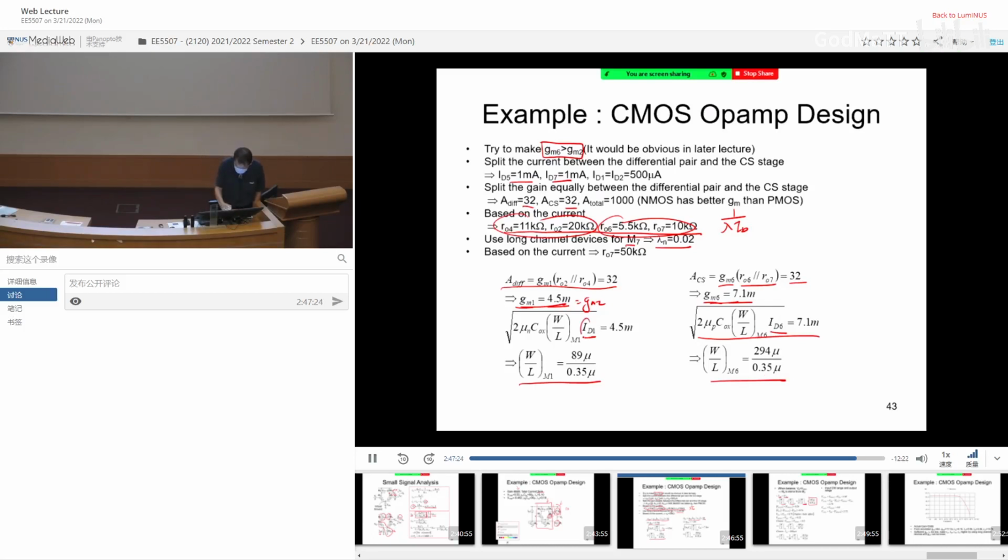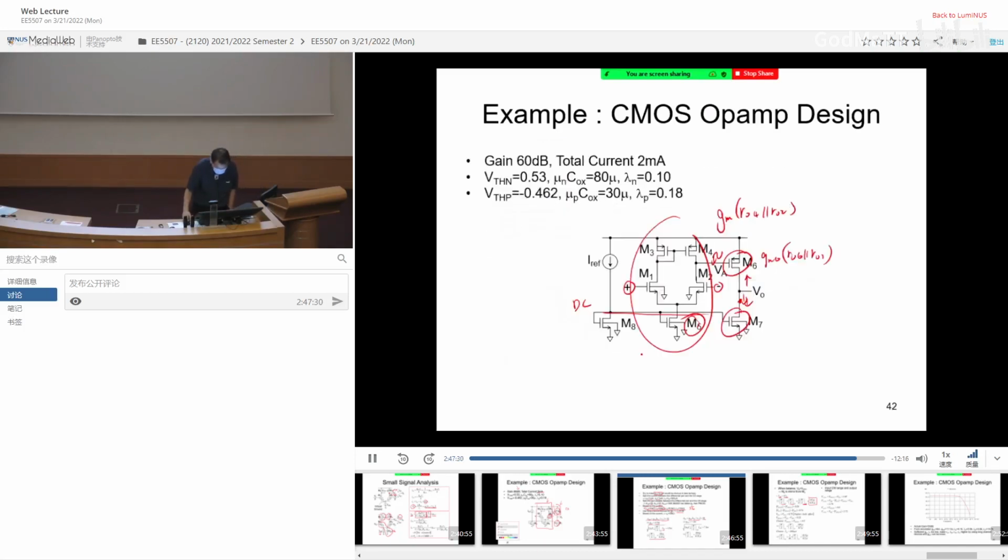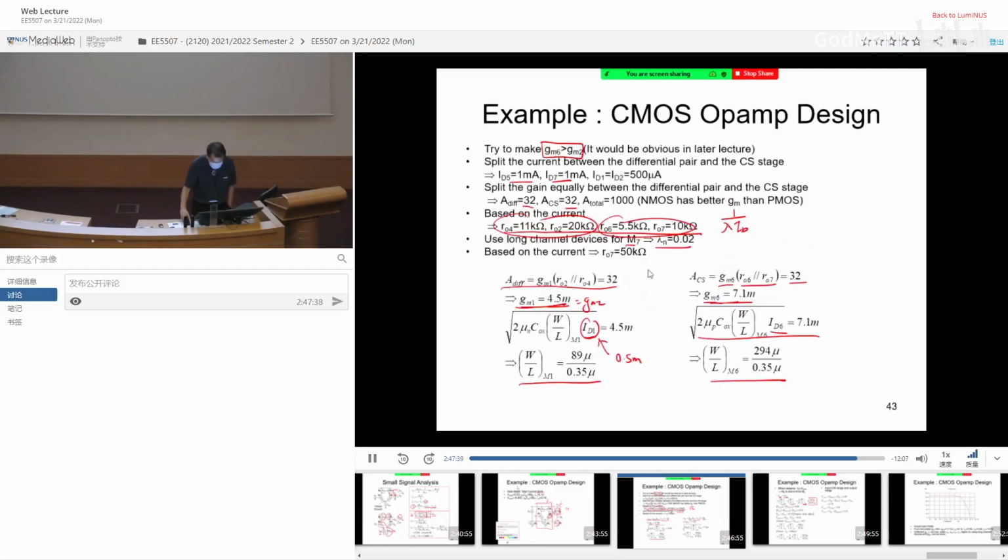The M6, sorry, here I made a mistake. ID1 is not 1 milli, it's actually 0.5 milli. The reason is you have 1 milli here, so this will split in half, 0.5 here and 0.5 here. So M1 only sees 0.5.